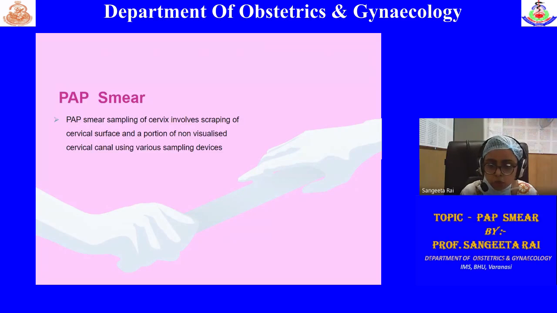Again, I have told you that the transformation zone may not be 100% visible in a patient who is perimenopausal or postmenopausal, because it will go inside the endocervix. So in that case, you have to take two methods. First is by the brush.